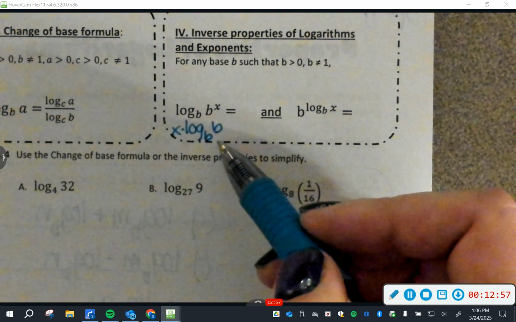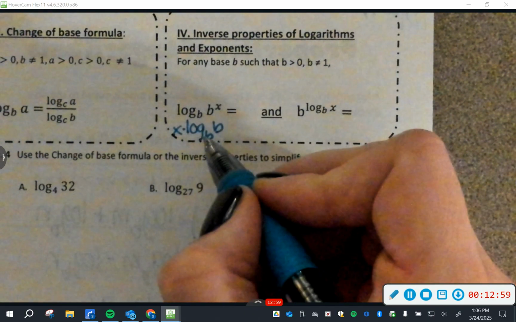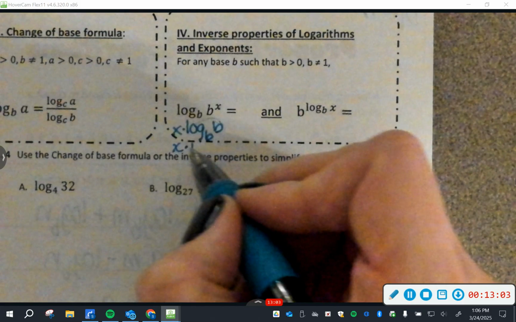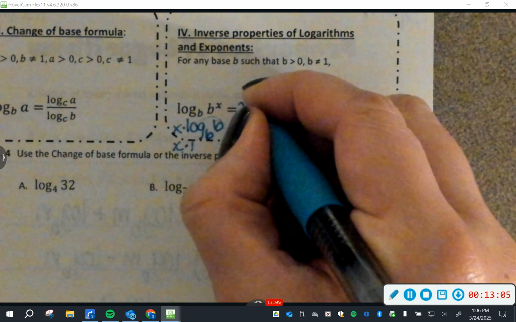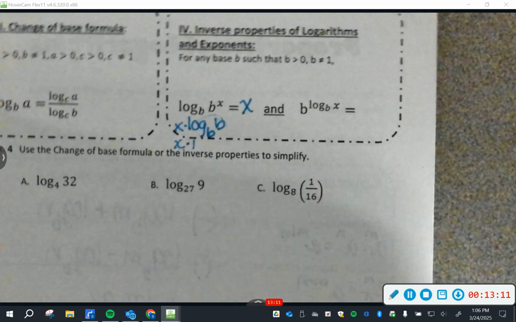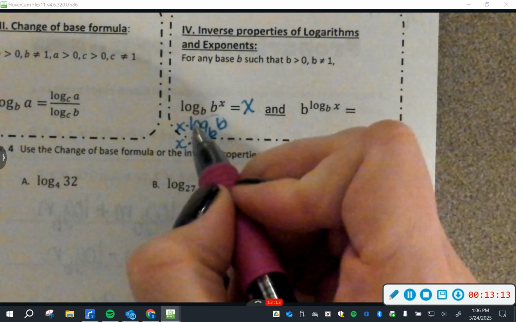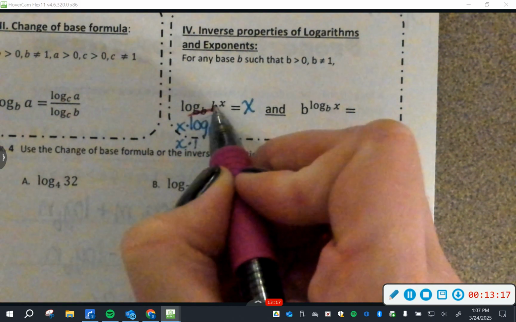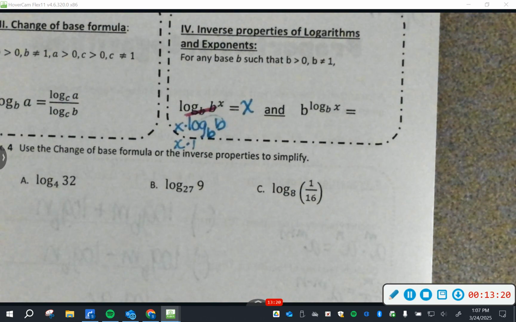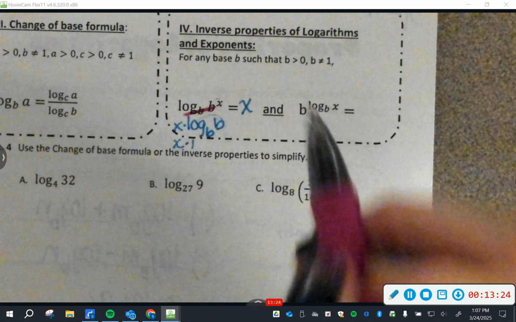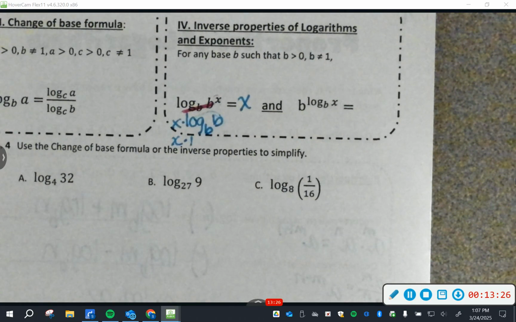Just 1, right? So no matter what b is, this thing right here is always going to equal 1. So x times 1, this is just x. So what we learn here is that we don't have to do this power rule every time. If I recognize that I have log base b of b, those just cancel. They're inverse operations of each other. They cancel, and your exponent is just your answer.